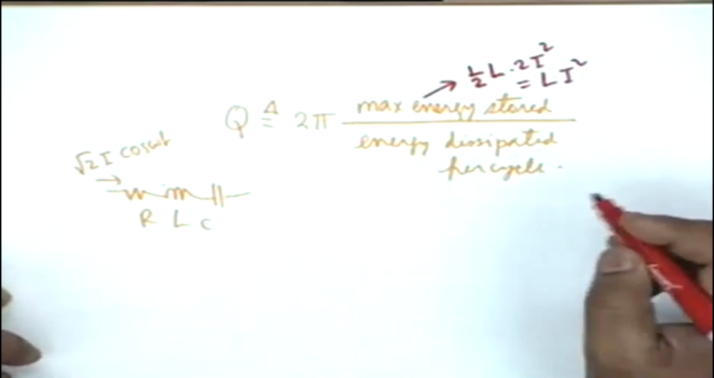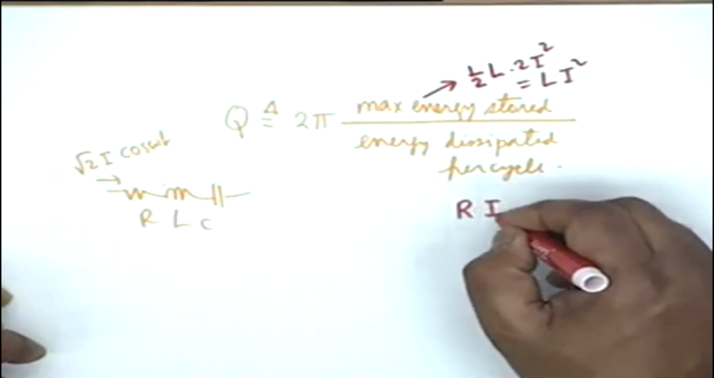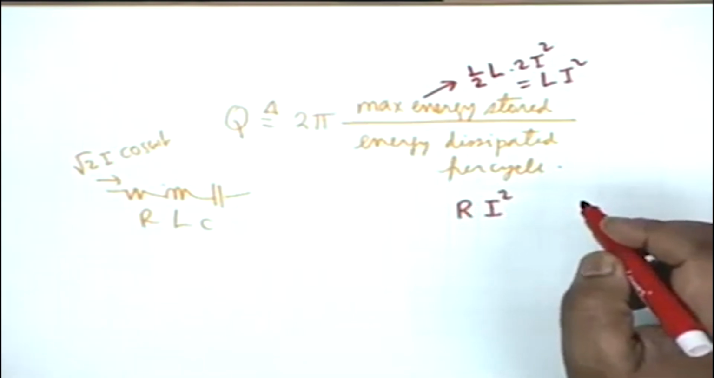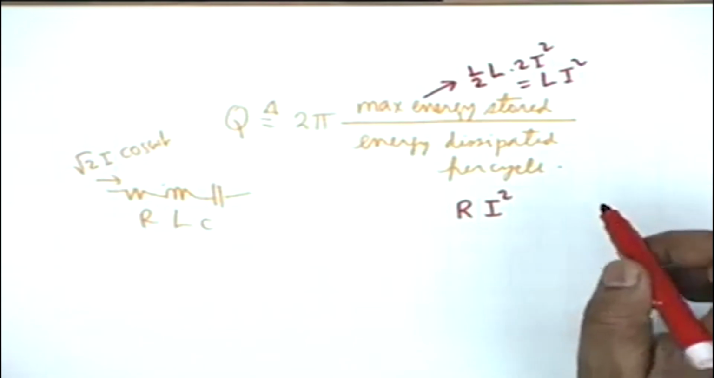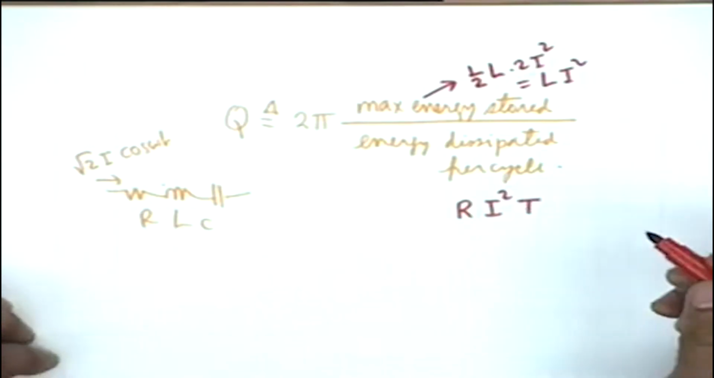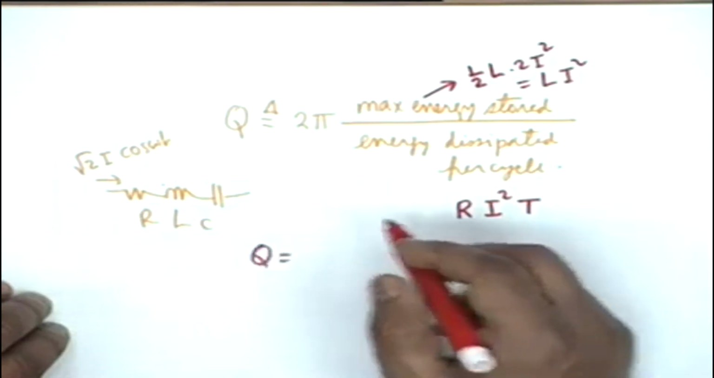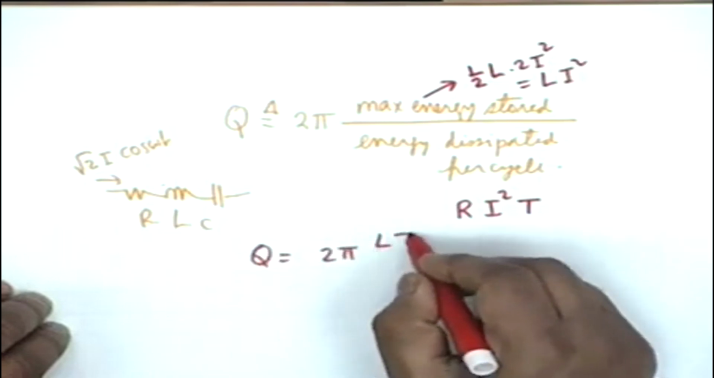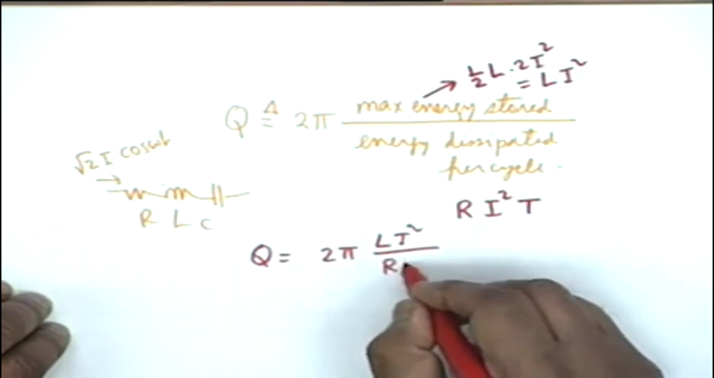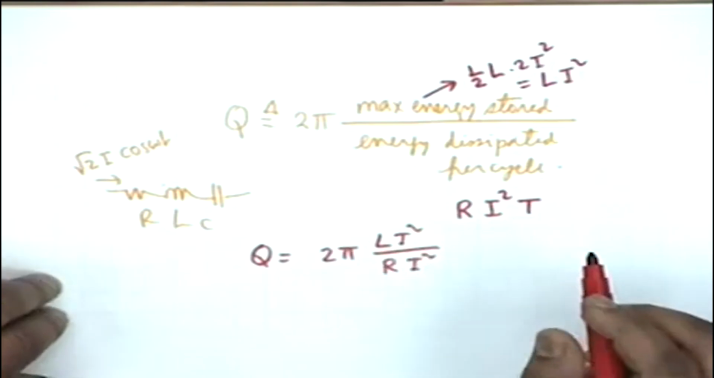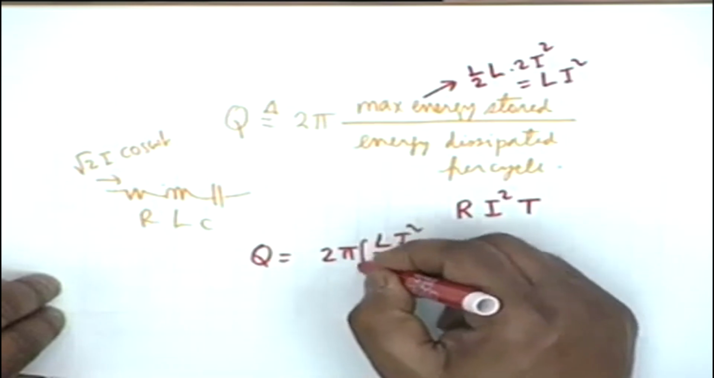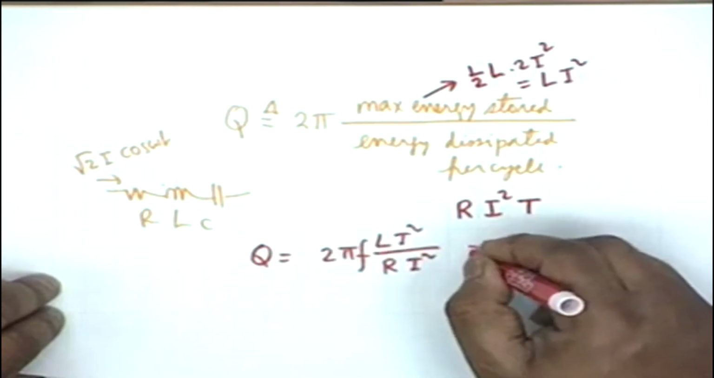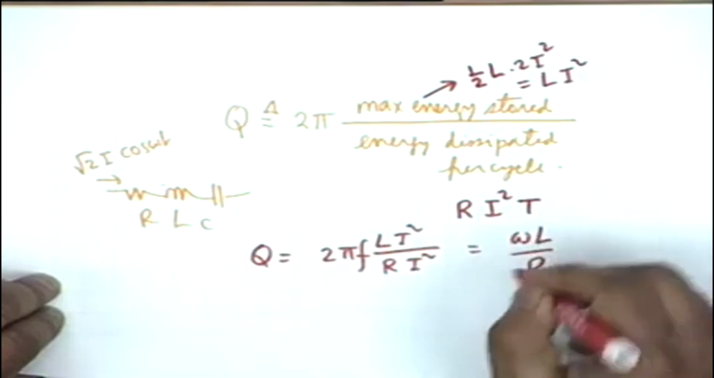Energy dissipated per cycle would be R I squared multiplied by the time per cycle. So R I squared is the power, the energy per unit time. This should be multiplied by the time period, capital T, and therefore Q for this circuit shall be twice pi L I squared divided by R I squared. Now what is capital T? Capital T is 1 by frequency, and therefore this is 2 pi f, which obviously is omega L divided by R.